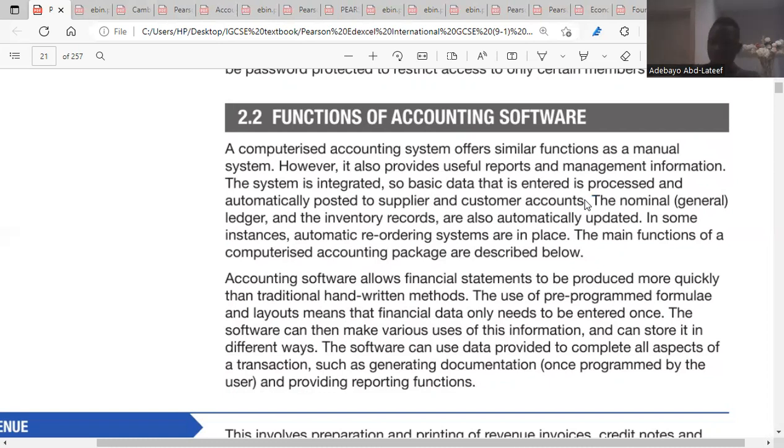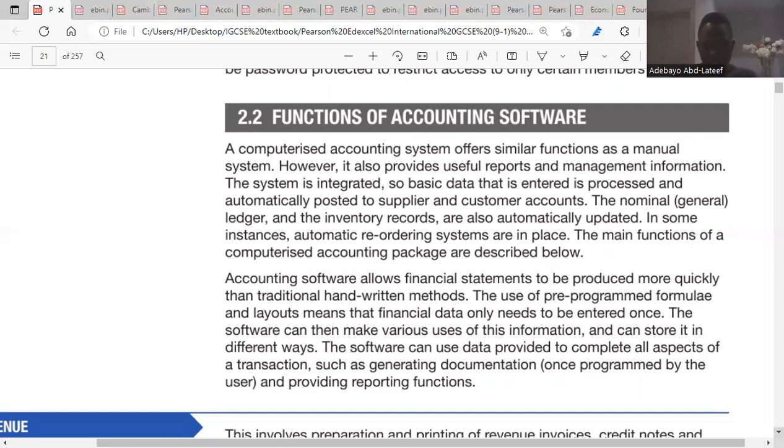So instead of recording a ledger for each customer and a ledger for each supplier differently, you can just get it done once because everything has been integrated. The nominal ledger and the inventory records are also automatically updated. Because it is integrated, you only need to post once and everything will be generated. Just post the individual customer or the individual supplier, and it will go to the ledger account for that customer or that supplier. Is it clear? Yes.